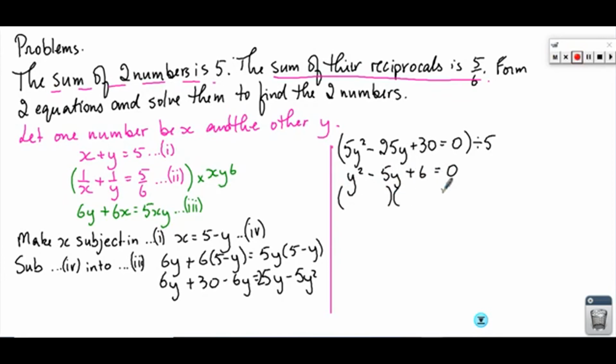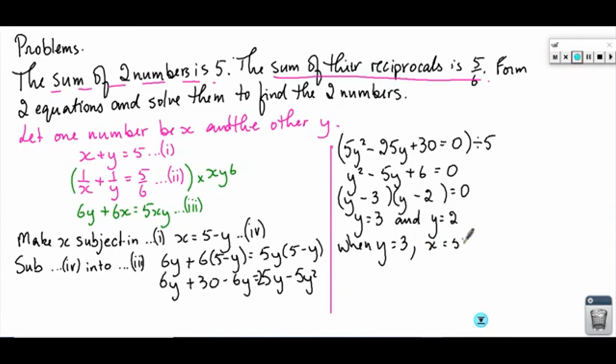This is a simple quadratic equation. So I get y and y, factors of 6, 3 and 2, so y minus 3, y minus 2 equals 0. So y equals 3 and y equals 2. I've got the two answers for y. Now just simple substitution into equation number 4. So when y is 3, x is 5 minus 3 and x is 2. And when y is 2, x is 5 minus 2, which is 3. So my two numbers are 2 and 3.